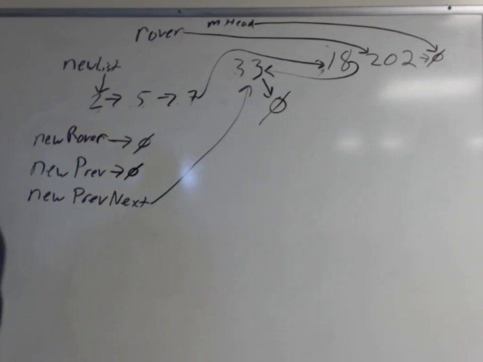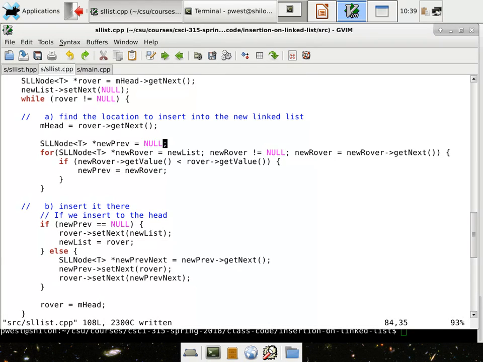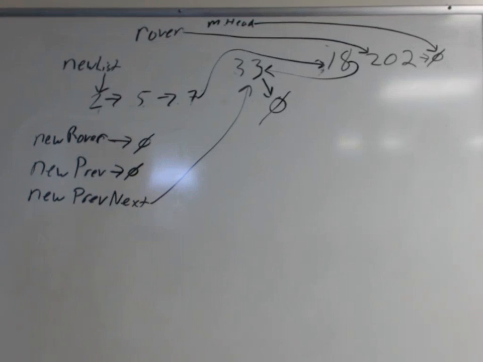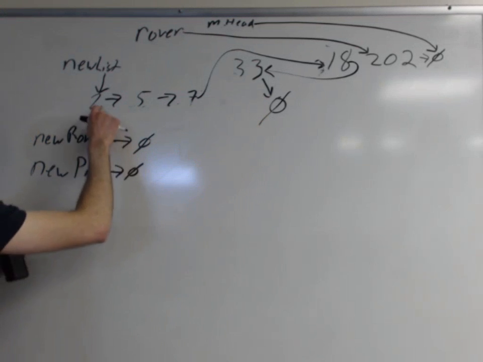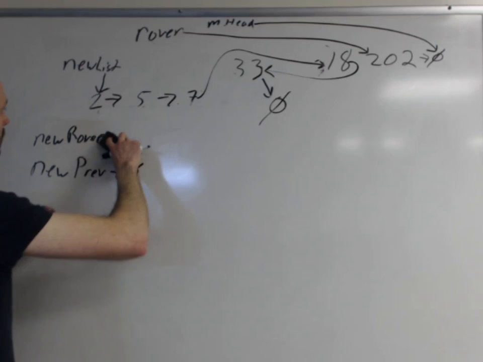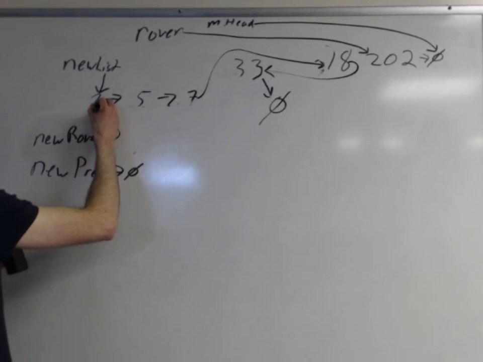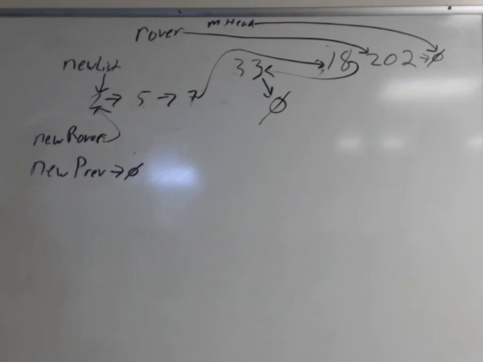Great. And then create new rover to start the new list. I'm going to erase this because that was a temporary variable. So new rover starts at the new list. All right, great.